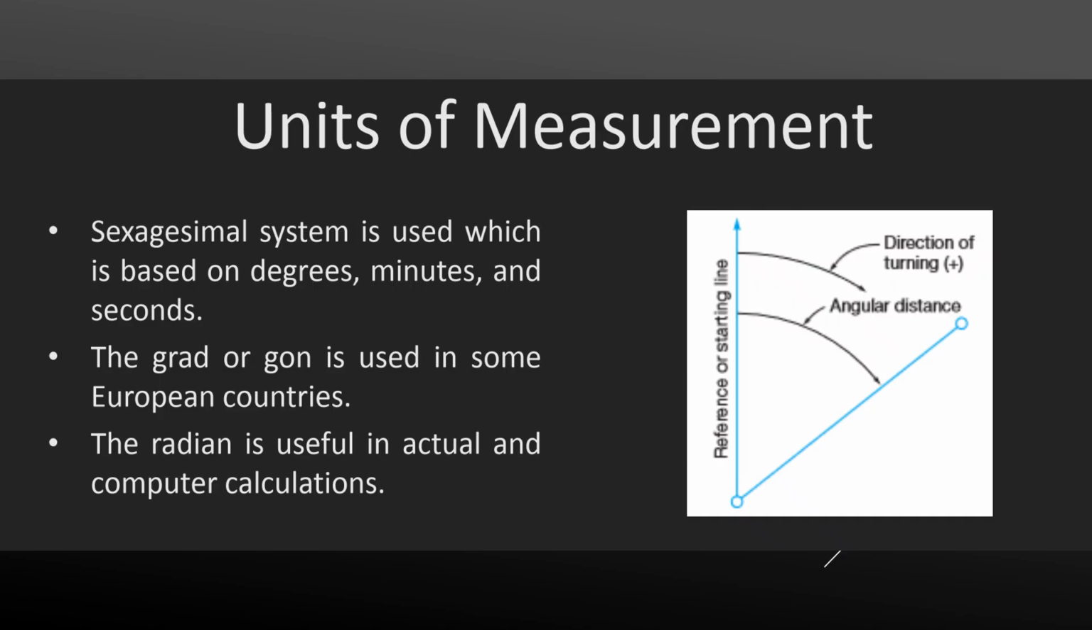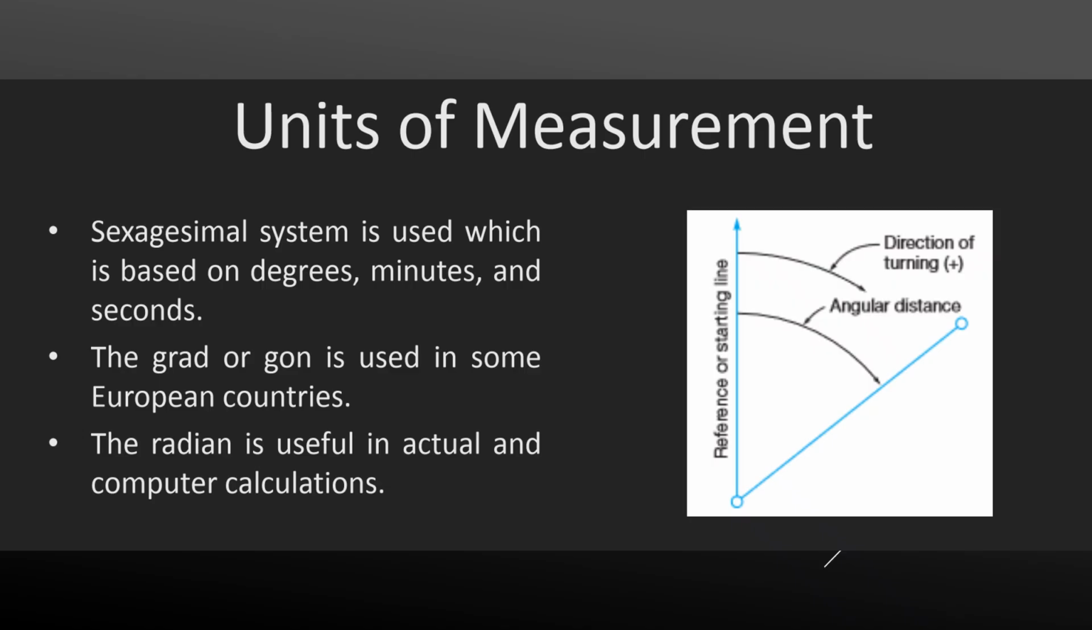Before we proceed with angle measurement and direction, it is important to understand the different units used for measuring angles. The first and most commonly used system is the sexagesimal system. In this system, a complete revolution is divided into 360 degrees, and each degree is further divided into 60 minutes, and each minute is divided into 60 seconds. This is the system we commonly encounter when expressing bearings, angles, and other measurements in surveying.